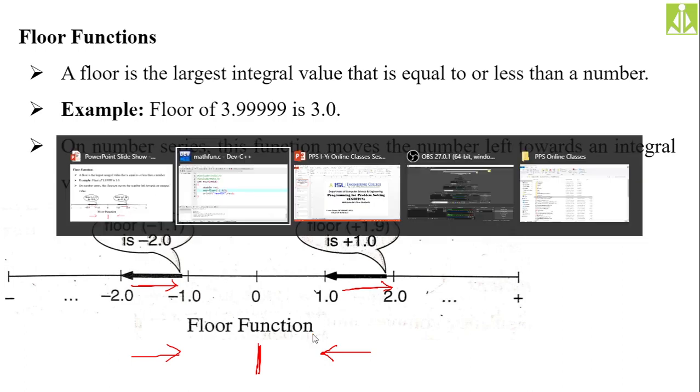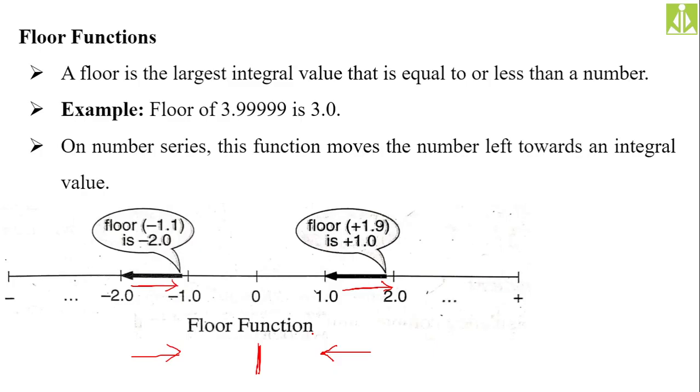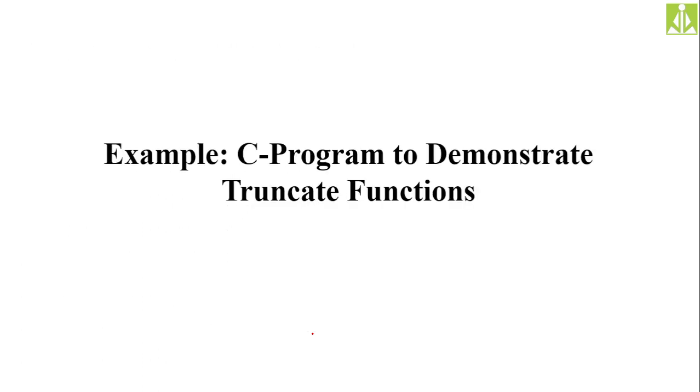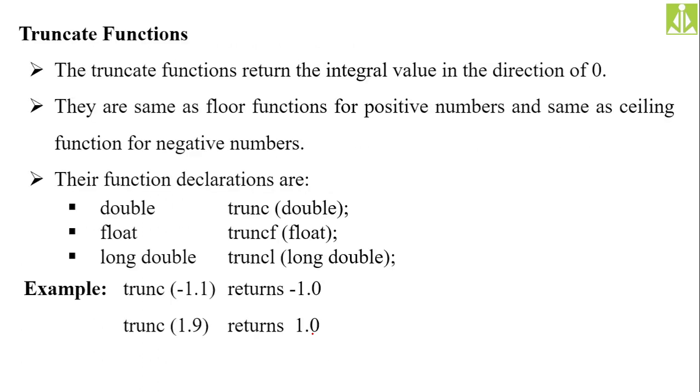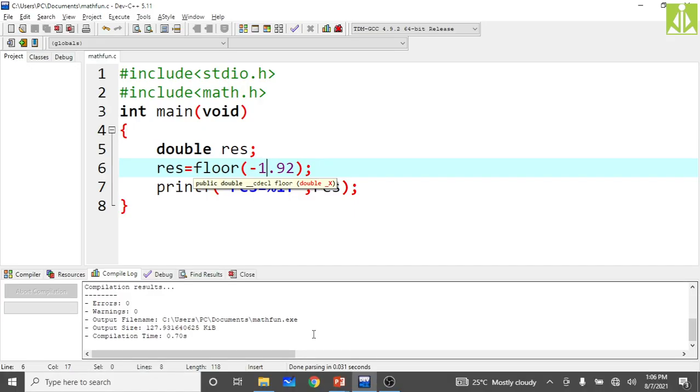So quickly we check this truncate function also. To apply truncate, we have three possible functions: one for double, one for float, and one for long double. For double it is normal trunc, for float truncf, and for long double it is truncl. Remember this one. So quickly we go and see how it works for double.